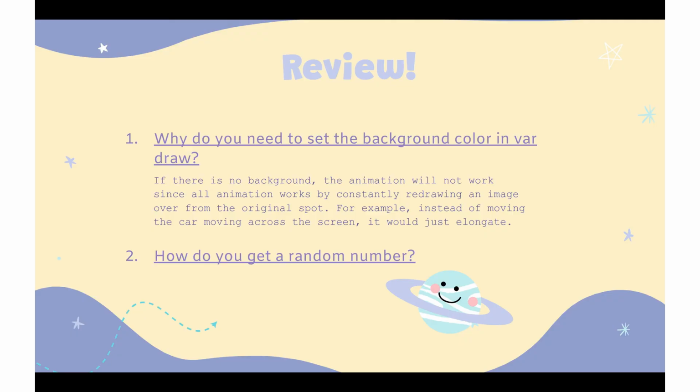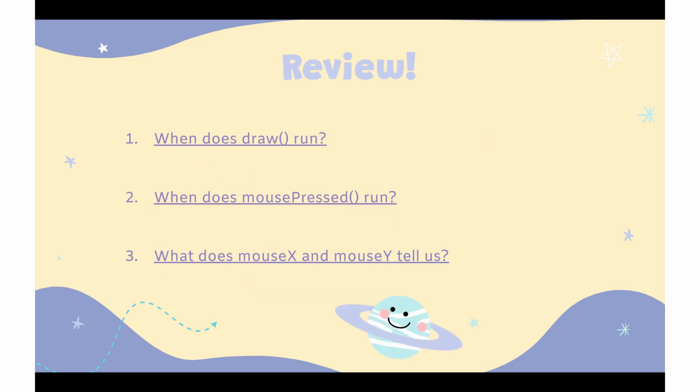Question number 2. How do you get a random number? We use random with low, high, or min, max. Let's do some more review. When does the draw function run? It runs every frame. When does mouse pressed run? It runs when the mouse is clicked. And what does mouse X and mouse Y tell us? It tells us the current mouse position in the coordinate plane.